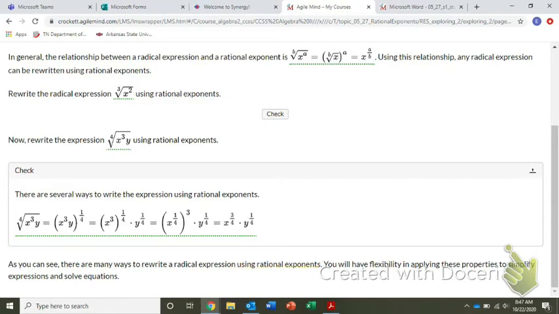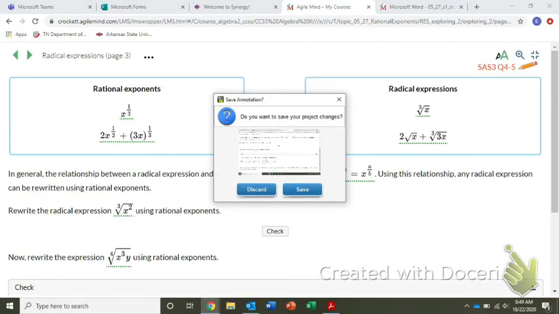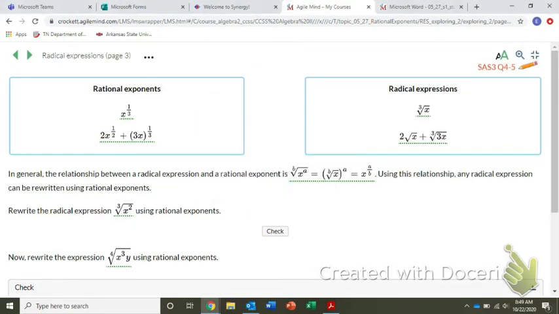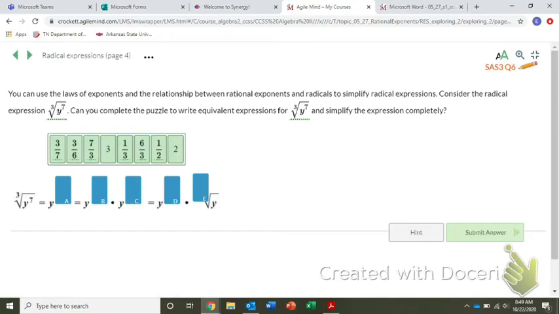All right, go to number 6 on your Agile Mind. It'll be on page 4. And it says you can use the law of exponents and relationship between rational exponents and radicals to simplify this radical expression. Consider the radical expression the cube root of y^7. Can you complete the puzzle to write the equivalent expression and simplify the expression completely?